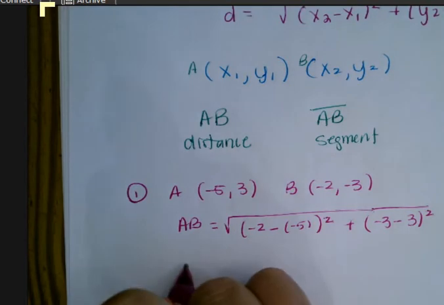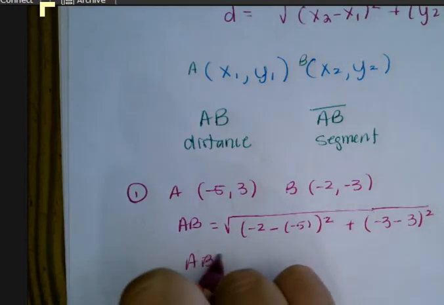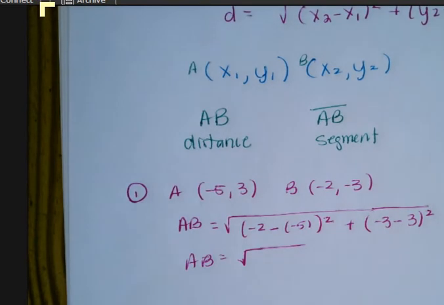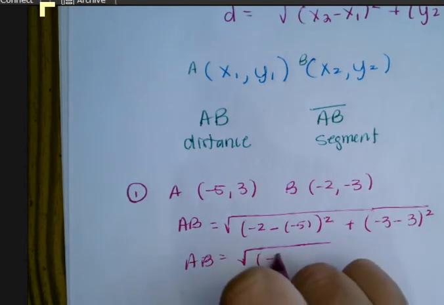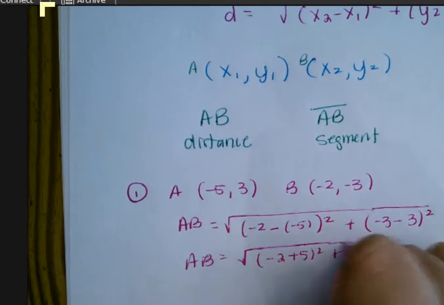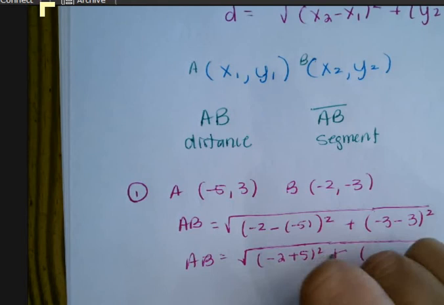All right, now it's just all the math. I strongly suggest solving under the radical first and then the last step doing the radical. Why? Because sometimes they're going to ask you to keep it in simplest radical form. Sometimes they're just going to ask you for a decimal answer. Just depends on what's going on. So let's go ahead and simplify under this radical first. So I have -2 plus 5 squared plus -3 minus 3 squared.